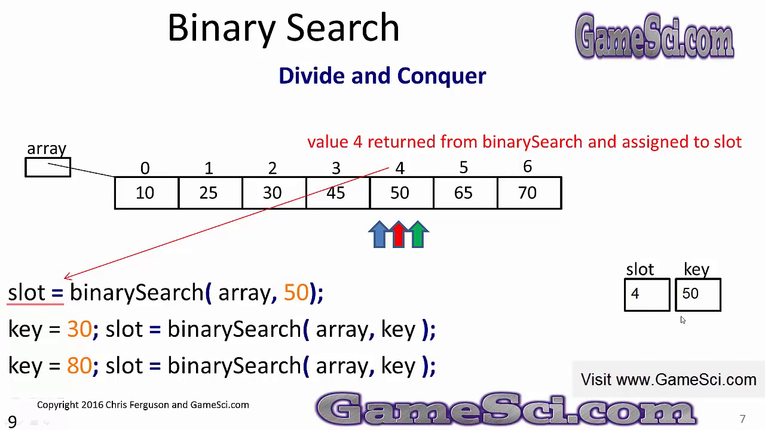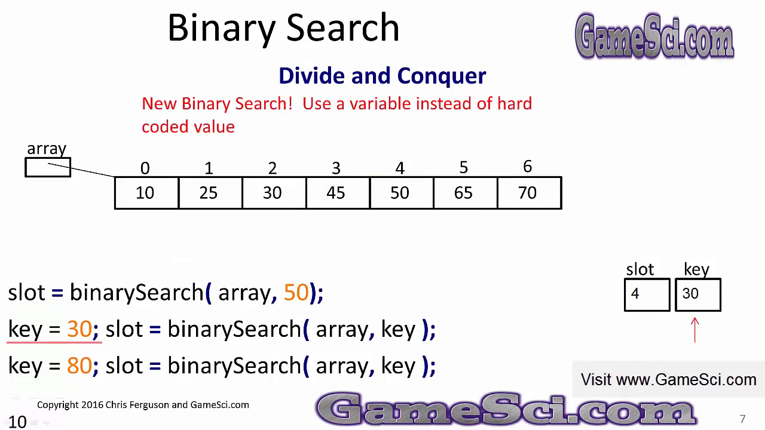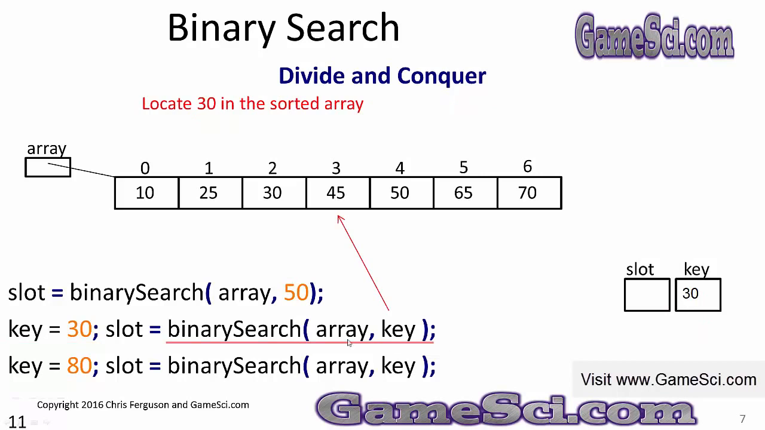That's what binary search does. It chops the data in half until it locates the target, and then it returns the subscript of the item that you're looking for. Let's try it again a little differently. Let's use a variable instead of a hard-coded value. We'll set a variable key equal to 30, and 30 will be the parameter that we pass to binary search. Launch our binary search with the key of 30. Look for 30 in the sorted array.